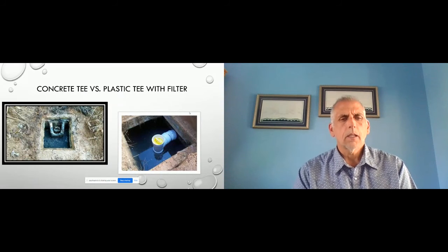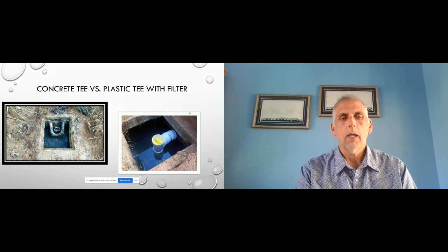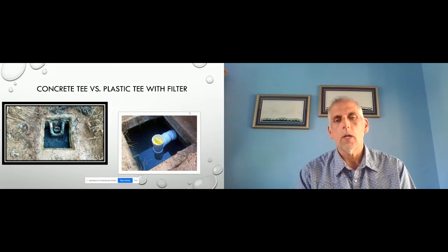We started back when we were doing cast-in-place septic tanks. They had a cast-in-place T, so there's a concrete T there. Now what you see, on the right, is a plastic T with a filter. Every septic tank installed in North Carolina comes with a plastic T and a filter, and that's inspected at the final inspection for that septic system. The idea of the filter is to keep as many solids as possible in the tank, because solids out in the drain field are what kills the drain field. So the more we can keep the solids in the tank, the longer our systems will work.